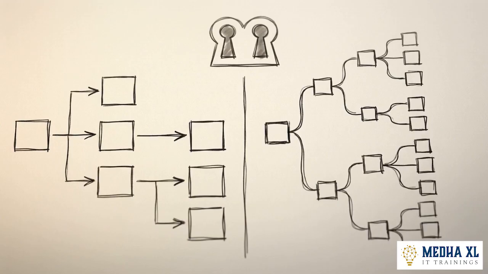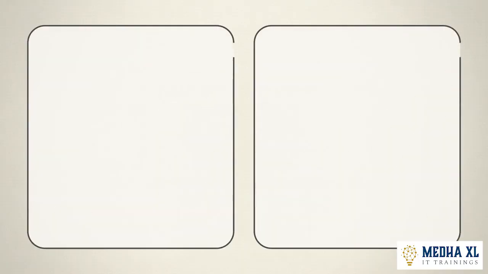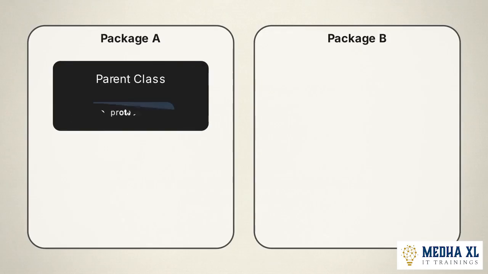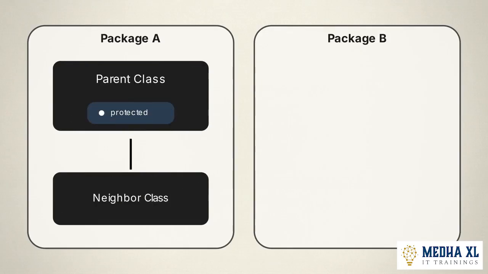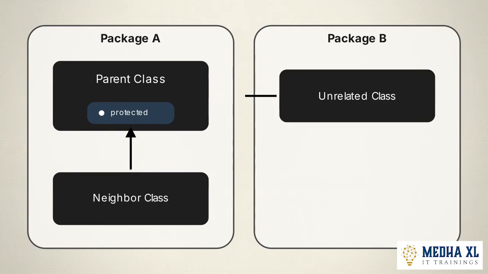To solve this, Java provides the protected access modifier. This modifier has a dual nature rule set that frequently trips up junior engineers. Here we see 2 separate package boundaries, package A and package B. The first half of the rule is that protected acts exactly like default. Any class within the same package, like this neighboring class in package A, can successfully access the protected data inside the parent class. And as expected, a standard unrelated class over in package B is deflected at the boundary.